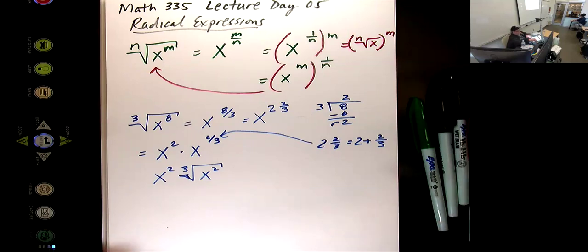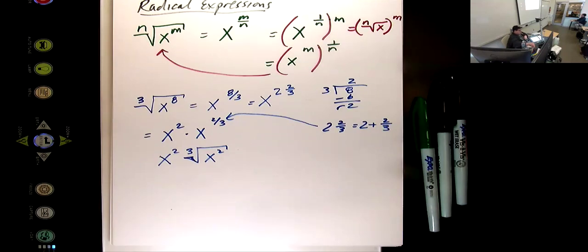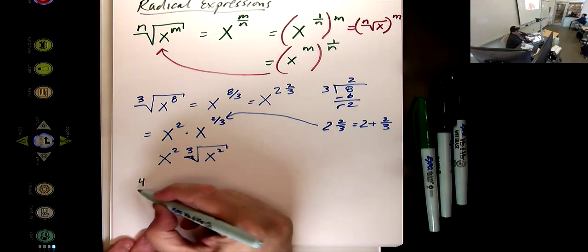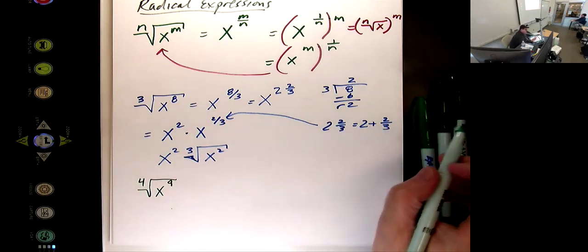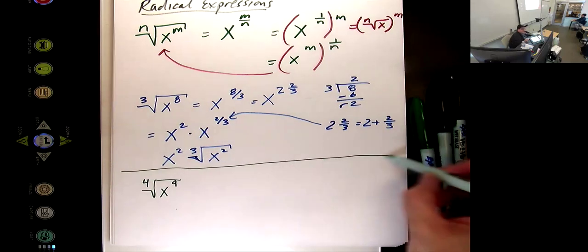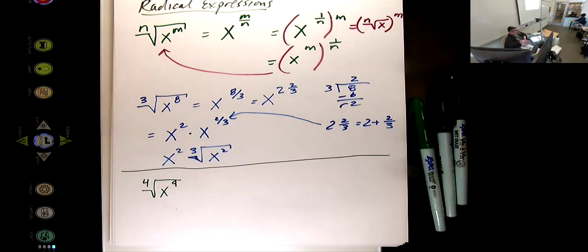So let's do another one where it's just slightly different. We'll do the 4th root of x to the 9th. Try doing that one by hand. Give that a gander. We'll do it together in a minute or 2.